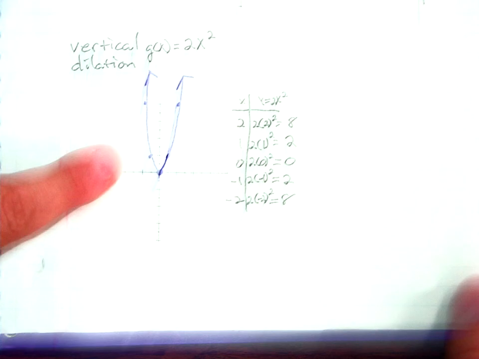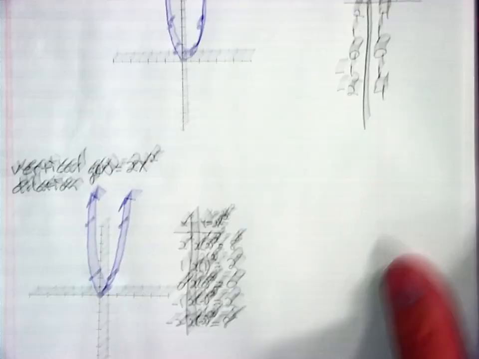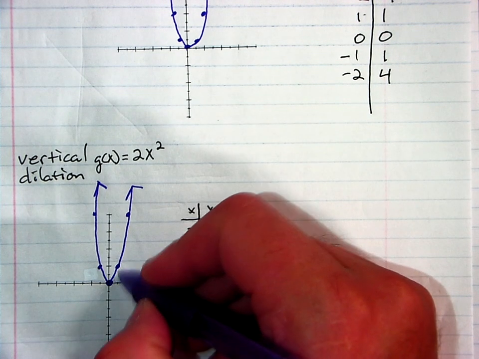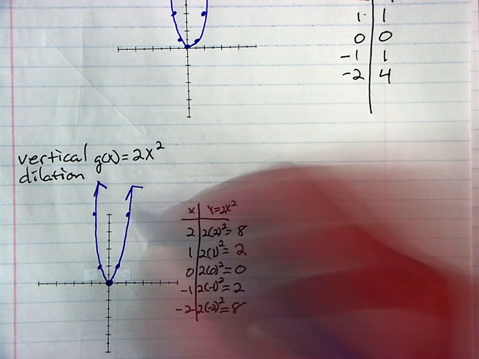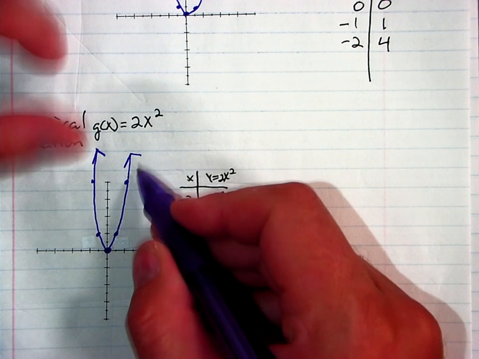And what do you notice about this graph compared to this graph? It's skinnier, yes? So what's it skinnier by? 2, because instead of going up 1 over 1, it went up 2. And instead of going up 3, it went up 6. So this graph is actually skinnier. It's like you put your foot here and pulled up the arms.